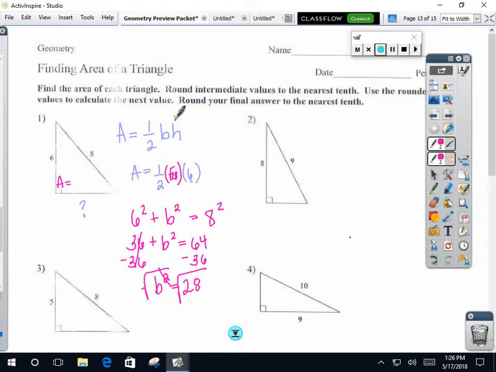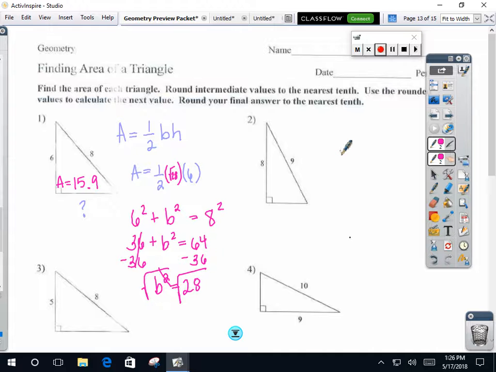Okay, so when you typed it in, Marcus, what did you get? Okay, and they said round that to the nearest tenth, so that'd be 15.9. Because since the number after the 8 is larger than 5, you round that up.